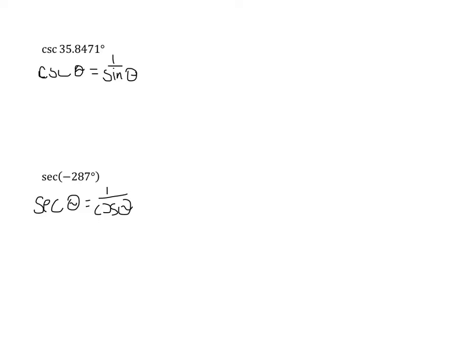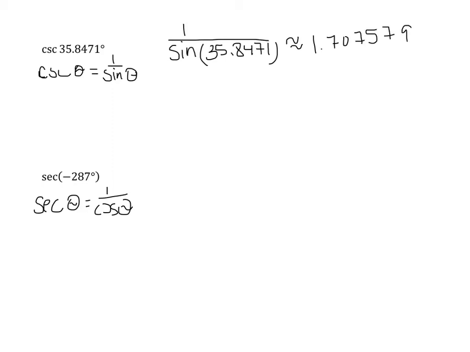So to enter this into your calculator, what you are going to do is you are actually going to enter 1 divided by the sine of 35.8471. When you do that, you'll get that it is approximately equal to 1.707579671. Again, 3 decimal places is a 7. Looking next to it is a 5. So we'll say approximately equal to 1.708.